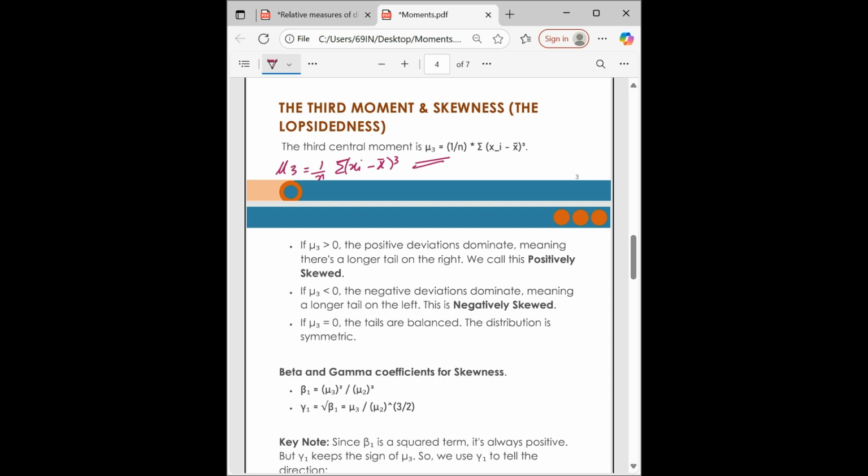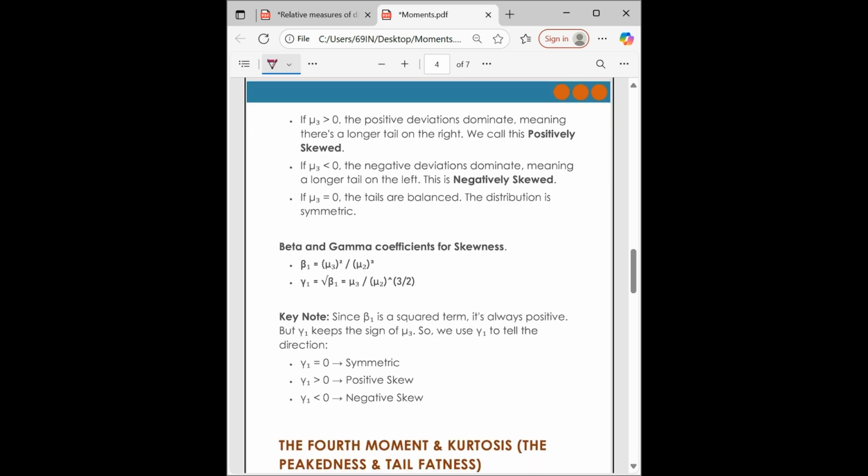Why cube the deviations? Squaring, as in variance, kills the sign. Negative deviations become positive. Cubing brings the sign back. This allows mu3 to measure the direction of the tail. First, if mu3 is greater than 0, the positive deviations dominate, meaning there is a longer tail on the right. We call this positively skewed.